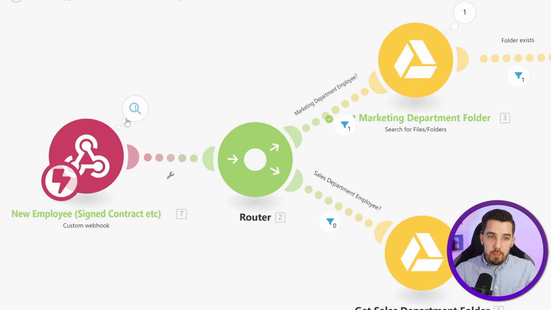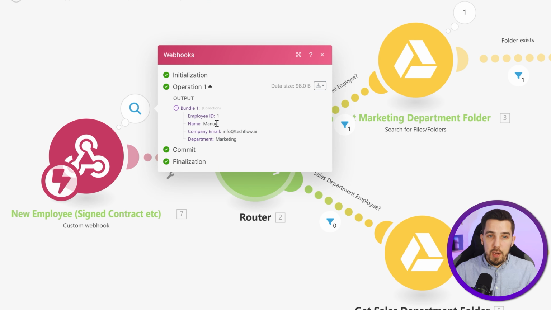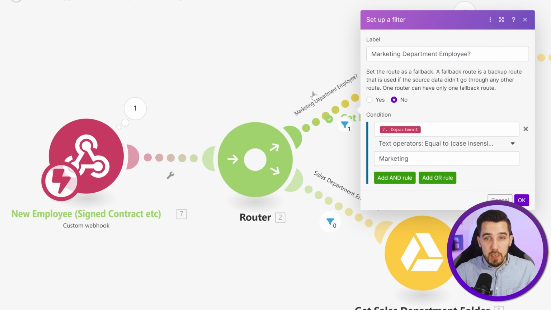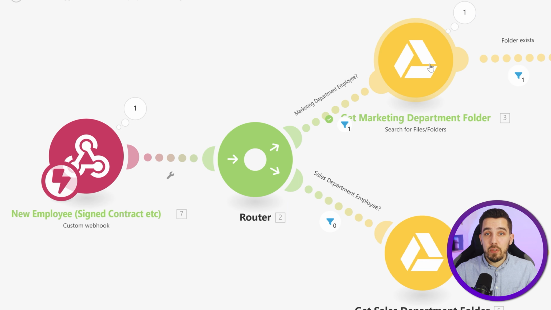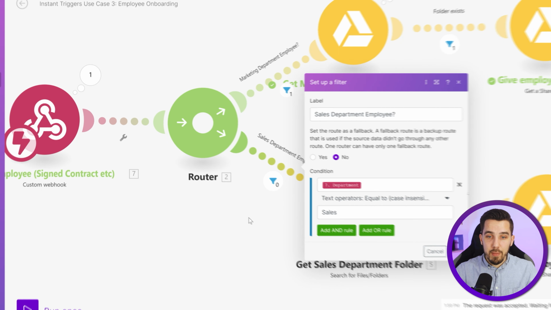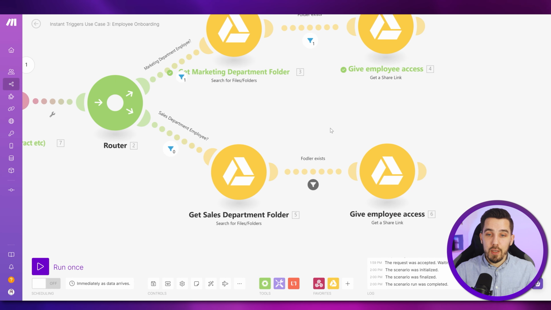The data comes in, and then we have the employee ID, name, company email, and then the department. And then based on the department, we have different filters. So if they're in the marketing department, we want to give them access to the marketing department folders. If they're in another department, like for example, sales, we want to give them access to a different folder.